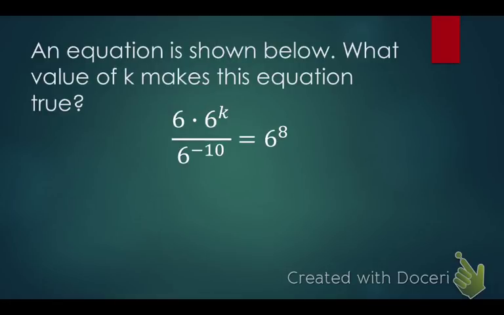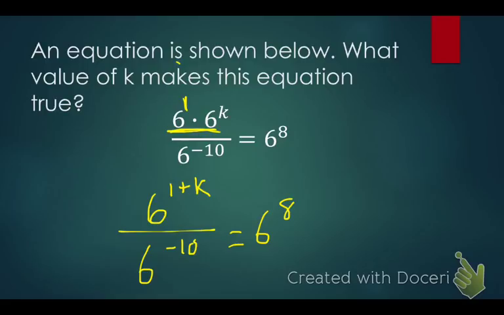All right, next one. An equation is shown below. What value of k makes this equation true? So the biggest thing that it says here is an equation. So that tells you right there that you probably need to be writing an equation to solve this. So the first thing I would do, if this was a number instead of k, if it was like 2, I would solve the top by keeping the base and adding my exponents. Well, my exponent's a 1 here, so I would get 6 to the 1 plus k, keeping the base, adding the exponents. Okay, over 6 to the -10 equals 6 to the 8.